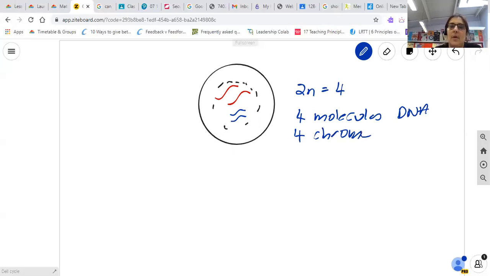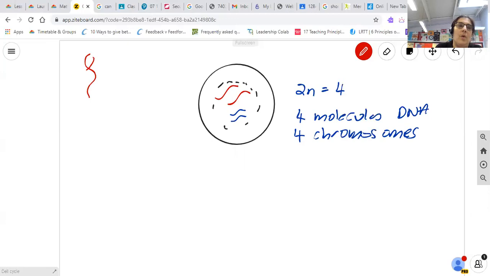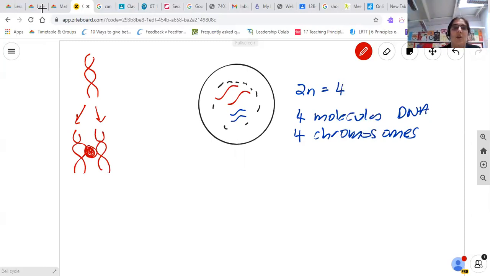Now, we're now going in through S phase, and during S phase, each DNA molecule, as we know, if this is one DNA molecule, one chromosome there, each DNA molecule will duplicate itself in semi-conservative replication. And you'll have 2 identical copies, but they're held together by a centromere.